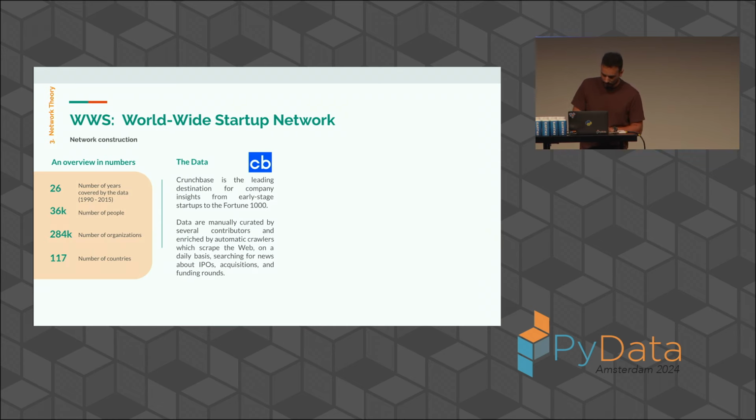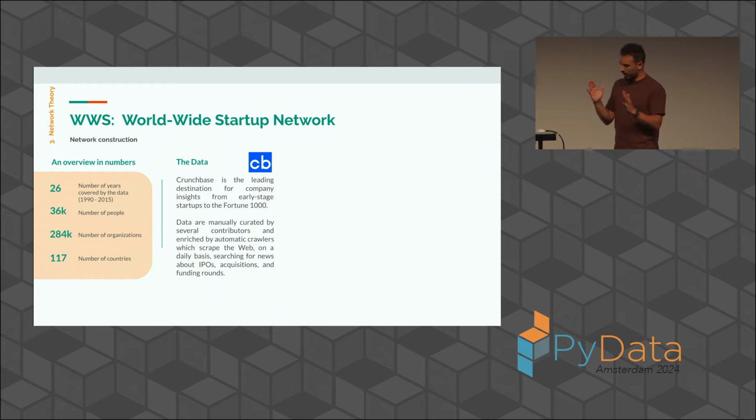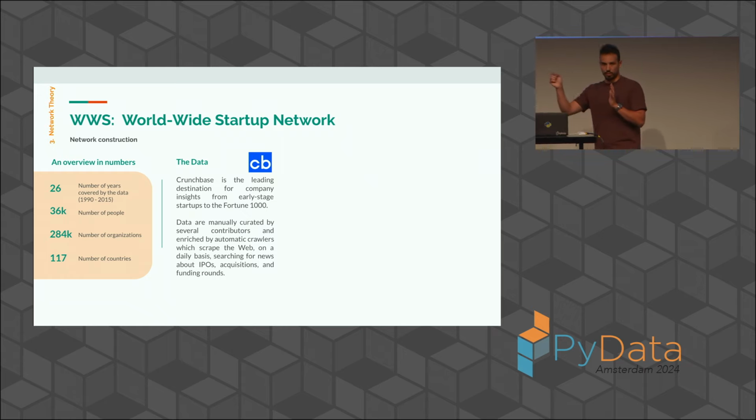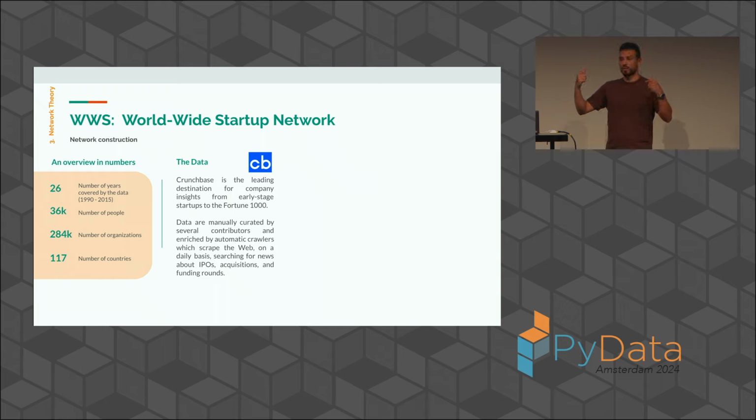How did we build this network? We used the CrunchBase dataset, which is a sort of LinkedIn for startups, but it also contains established companies. We cleaned the dataset. We were left with 26 years of data, 36,000 people, 284,000 organizations across 117 countries. And then from this data, we built a bipartite network, which is nothing more than a fancy word to say that you have 2 types of nodes. On one side, the employees, on the other side, the companies. And then you connect employees to the companies that they worked in. You don't create connections between nodes of the same type, so no employee-employee or company-company, but you only connect the 2 different types of nodes.